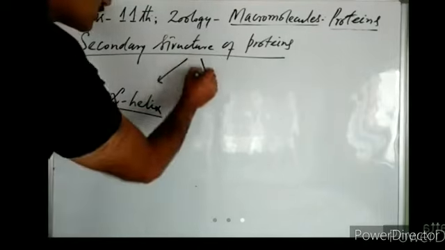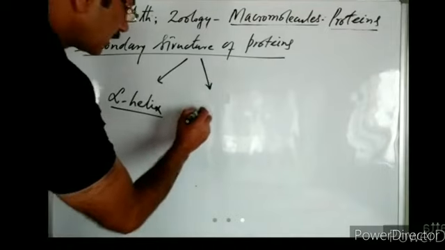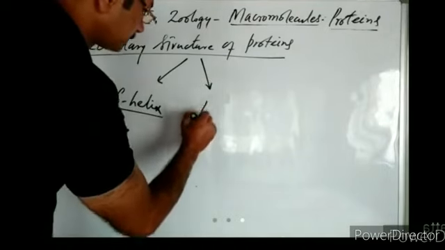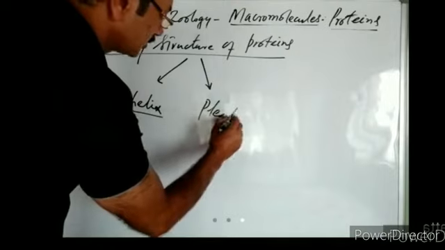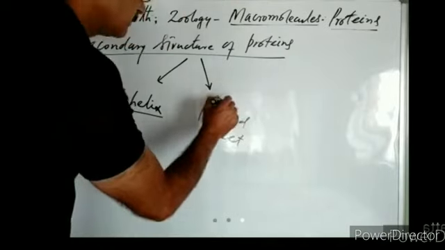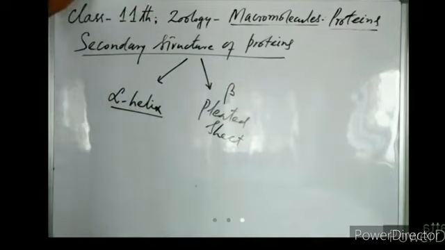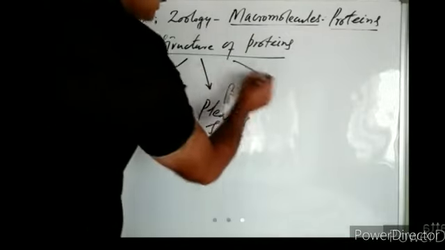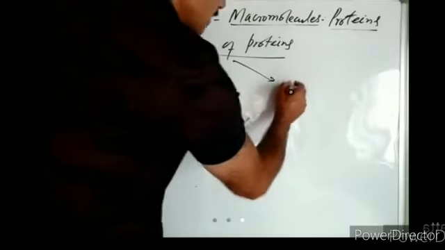Or in secondary structure, a protein may be in the form of a pleated sheet. Generally, beta pleated sheet is found. Most commonly found is the beta pleated sheet. Or a protein in secondary structure may be in the form of a triple helix.